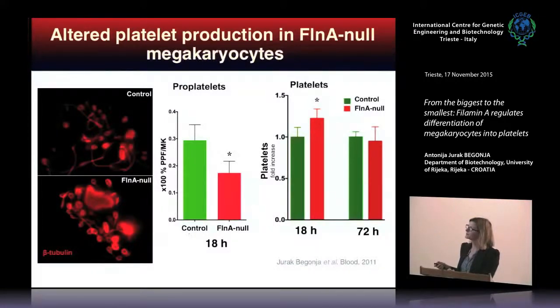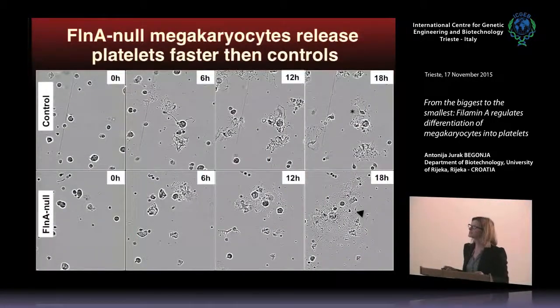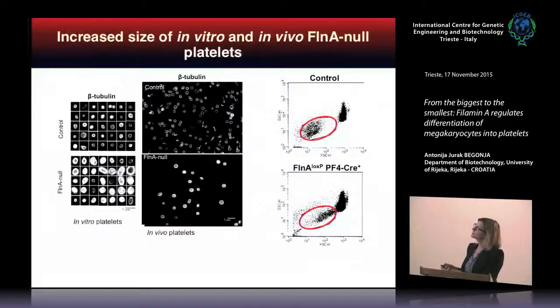So what was happening? Next, we made real-time videos to monitor through every time point how megakaryocytes are making proplatelets. After 18 hours, we observed that megakaryocytes without Filamin A release platelets faster. They just simply kind of fall apart, whereas in control samples, these megakaryocytes are still carrying proplatelets on their surfaces.